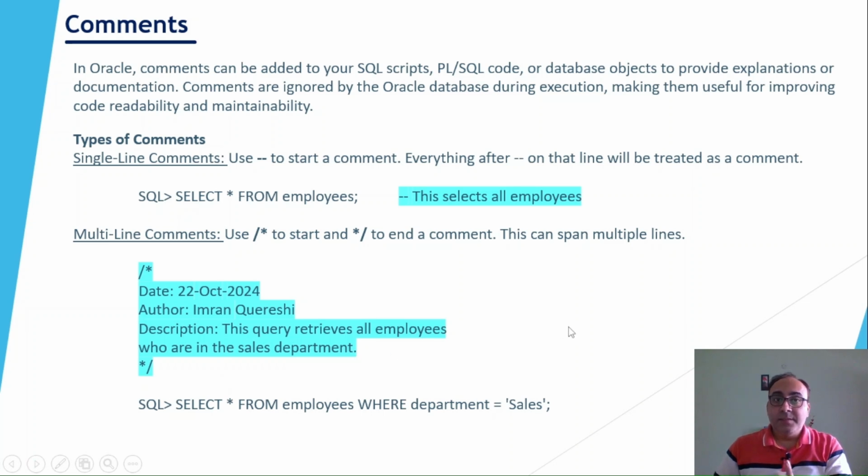It's a best practice to include at least 3 points in your comment. One is the date, on which this particular object was created. Then the author who has created that object, and finally the description of that particular program or object.